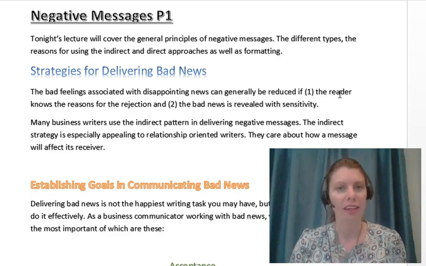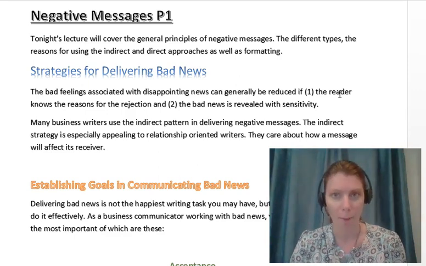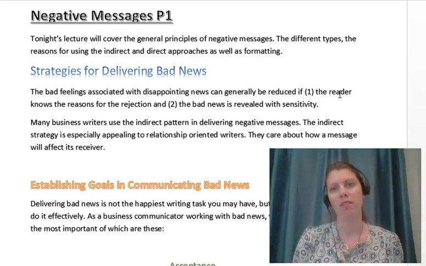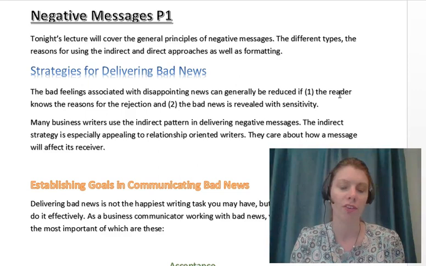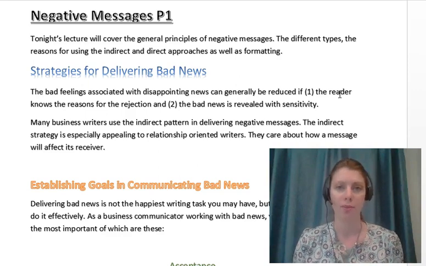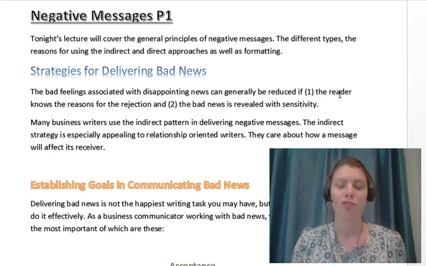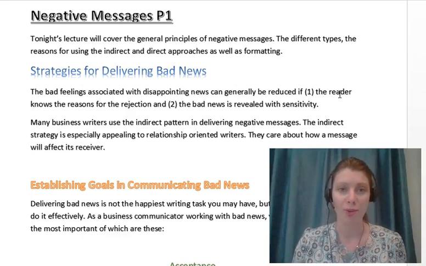Today we will be talking about the general writing principles of delivering negative messages. So we will be covering the different types and the reasons for using the indirect and the direct approaches when writing a negative message, as well as the formatting of these messages. So to get started, let's look at some strategies for delivering bad news.